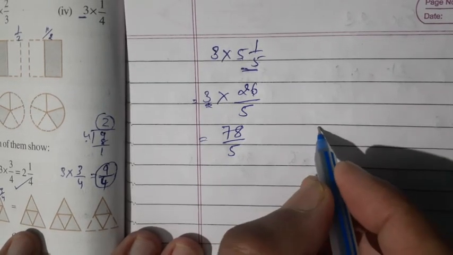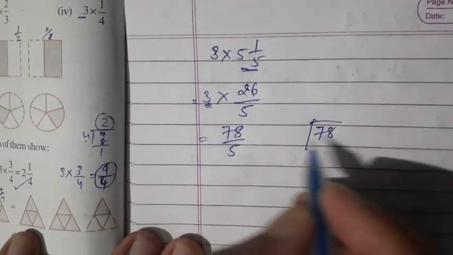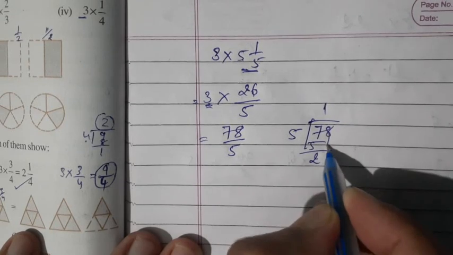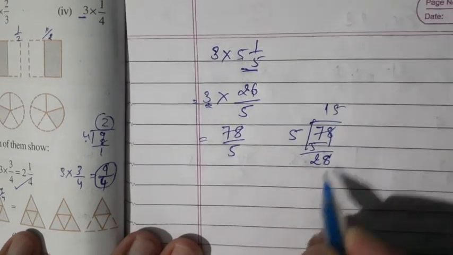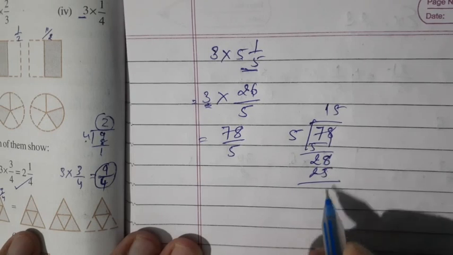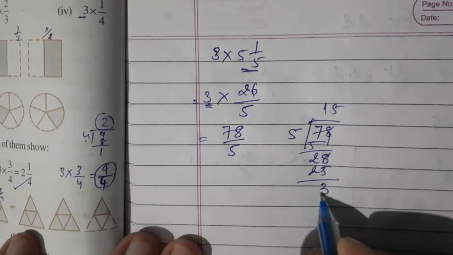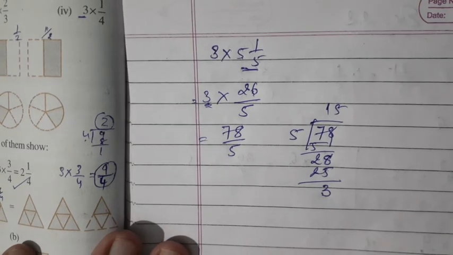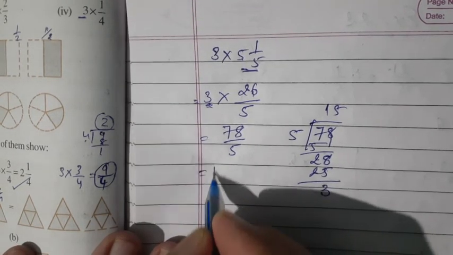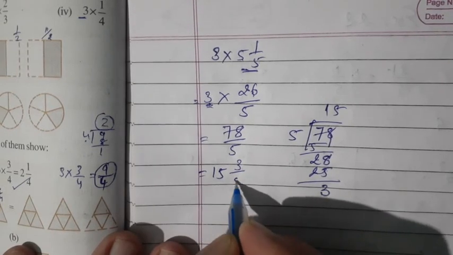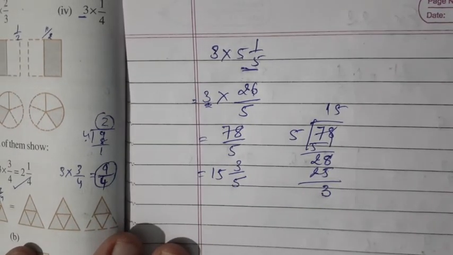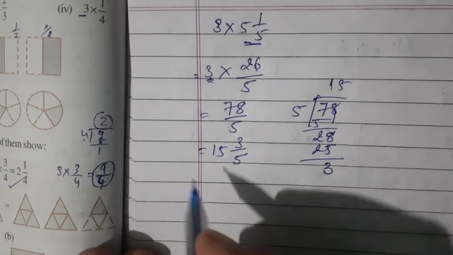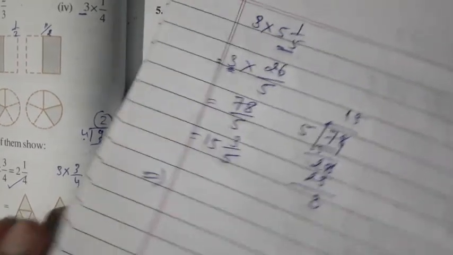78 divided by 5. 78 divided by 5 is improper. So what to do? Convert into mixed fraction. 5 ones are 5, that is 2, and 8. 5 5s are 25. Then here 3. Okay. So the answer is 15 integer 3 upon 5. Okay. Next one.